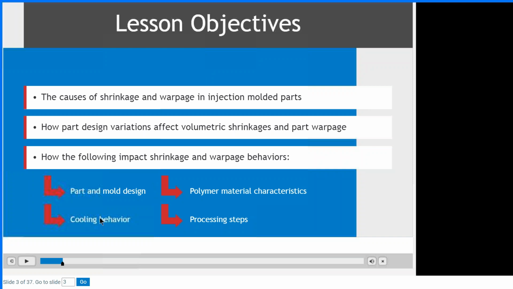So right here you can tell shrinkage and warpage is really the ultimate test for a molded part to withstand, and being able to mold a part in tolerance. So this is really, really important, okay? All of these aspects.